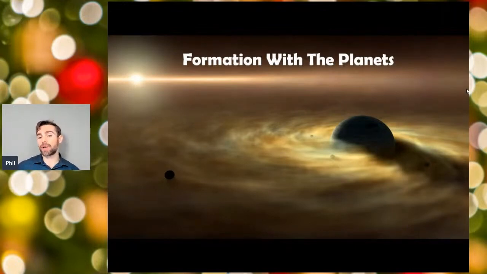But whilst that's happening, material in that disk starts to coalesce, and the gravitational forces bring it together, and you get planets forming in that disk. And that's how we think planets form. But during that process as well, the planets almost have a disk around them, and on a smaller scale, you get moons forming around the planets. So they form together with the planets as they all form together around the young sun or star.